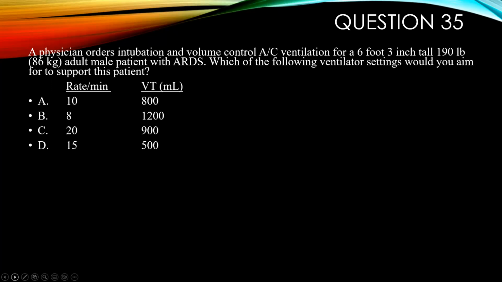Even though this gentleman is tall, we don't really use tidal volumes that are approaching or north of a liter. So B is really, you can almost strike that through. So now you're at least down to a 1 in 3 chance. C is a rate of 20 and a tidal volume of 900, and D is a rate of 15, tidal volume of 500. Correct answer is D. Let's take a deeper dive.